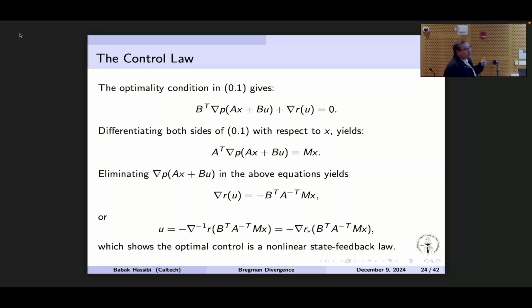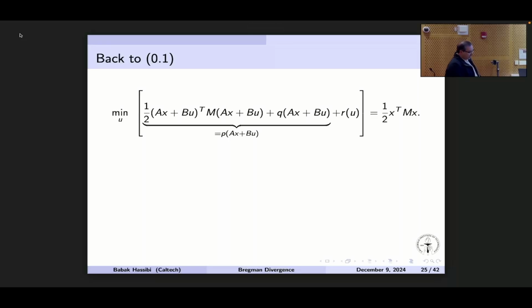So what this shows is significant because it shows the optimal control law is a nonlinear state feedback law. The control signal is a function of the state. It depends on the cost on the control through the gradient of its Fenchel dual. It also depends on Q indirectly through the M that satisfies the equation that had Q in it. But it's a nonlinear state feedback law. Okay. Now, I can say certain other things.